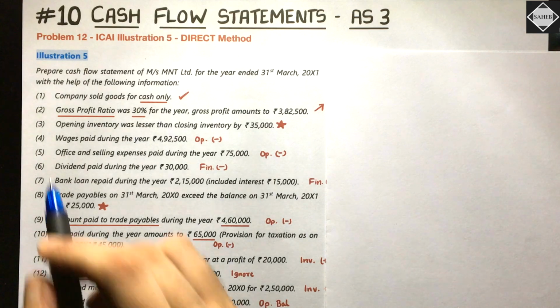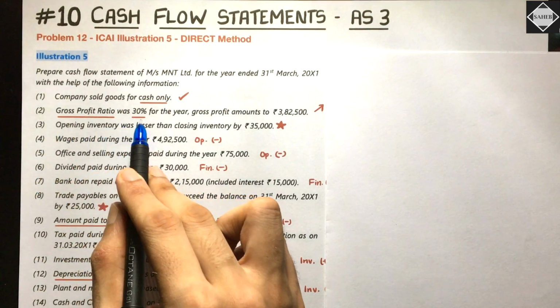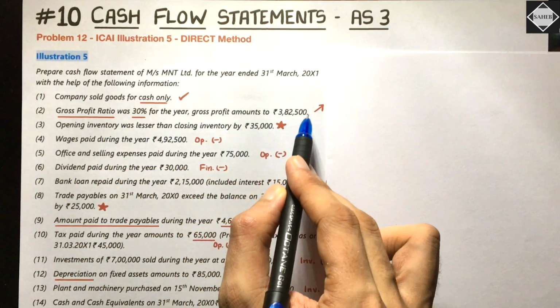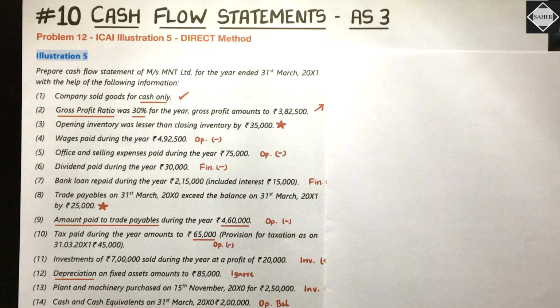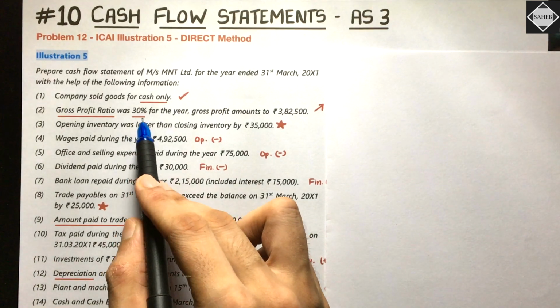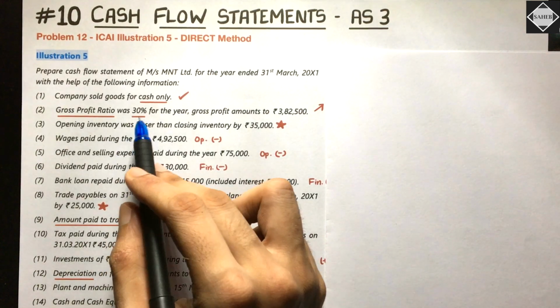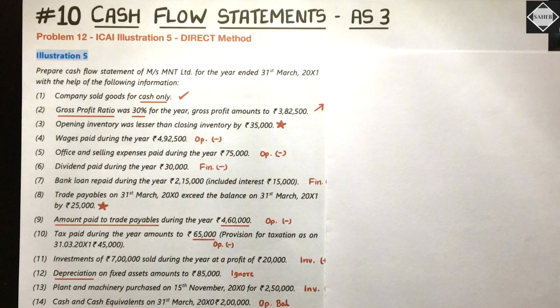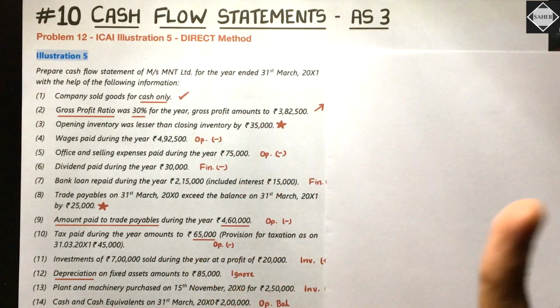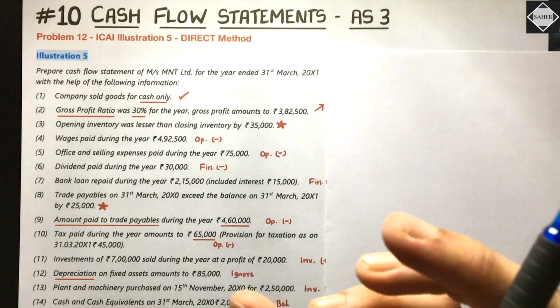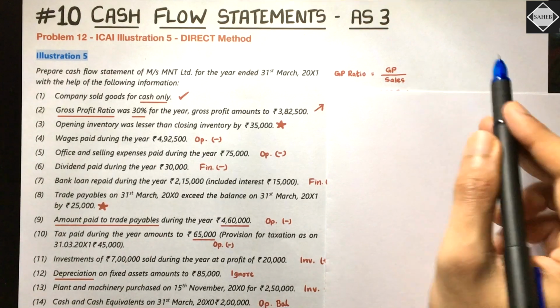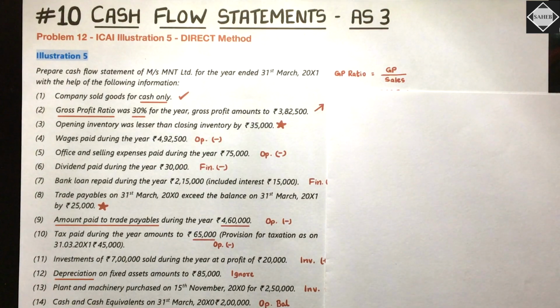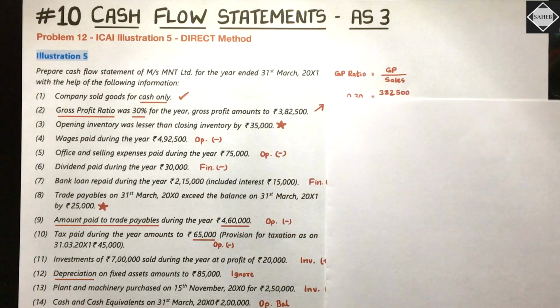Is it clear? Simple. Second point, gross profit ratio was 30% for the year. Gross profit amounts to 3,82,500. What is the formula for calculating gross profit ratio? They have said gross profit ratio is 30%. Why have they given that? They have given that because you can calculate the sales from that, and you know complete sales are cash sales. So easily you can find that out. The formula is GP ratio equals GP divided by sales into 100. But forget about the 100, directly we will take the decimal. So see here, GP is how much? 3,82,500. Okay, fine, we have taken that.